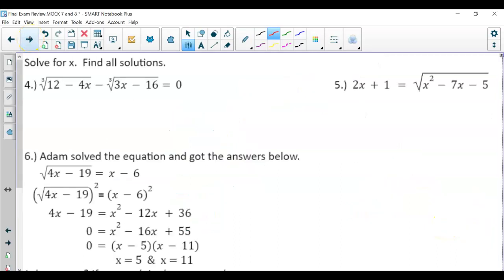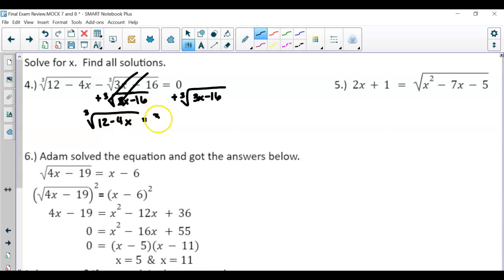So now moving into our equations and solving our radical equations with cubed roots here. Keep in mind, we can't do anything right now because both of the cubed roots are on the same side. So we need to add the cubed root of 3x minus 16 to both sides of the equation. Now, canceling out because we added it, we have the cubed root of 12 minus 4x is equal to the cubed root of 3x minus 16.